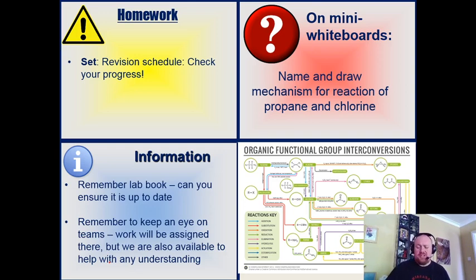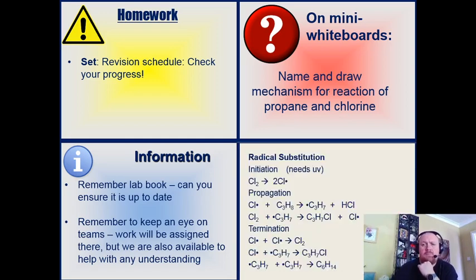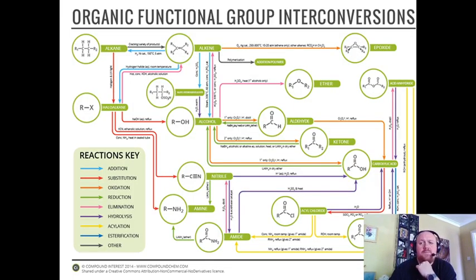Just as a starter, always worth having a quick look at the starter. Name the mechanism for propane and chlorine. Remember, propane is an alkane and chlorine is a gas. Remember, there's no double bonds, but there probably is a little bit of light. And this will give you a clue as to what we're doing today. So, it's really important that you know your functional groups.